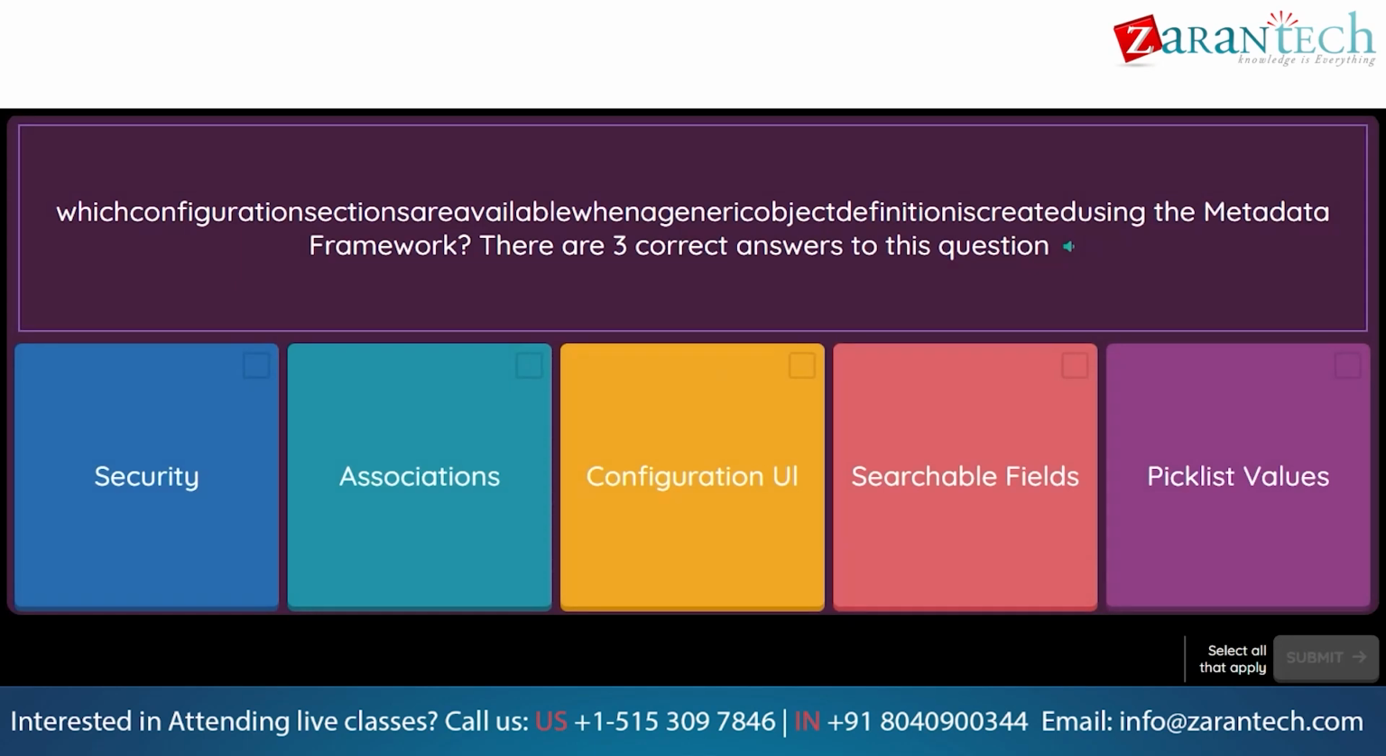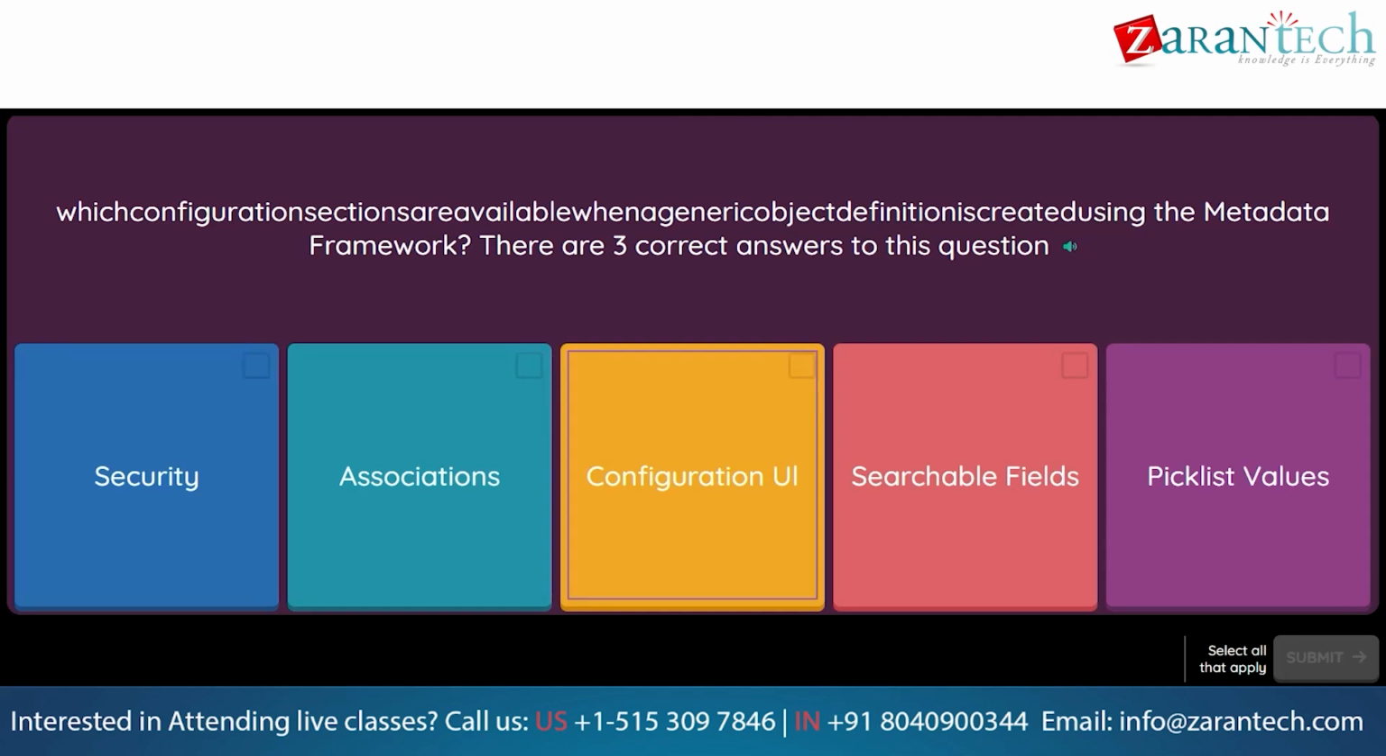Question: which configuration sections are available when a generic object definition is created using the metadata framework? There are 3 correct answers to this question. Option 1: security. Option 2: associations. Option 3: configuration all. Option 4: searchable fields. Option 5: pick list values.